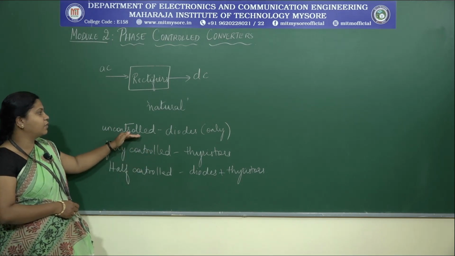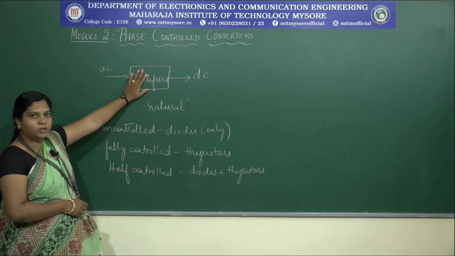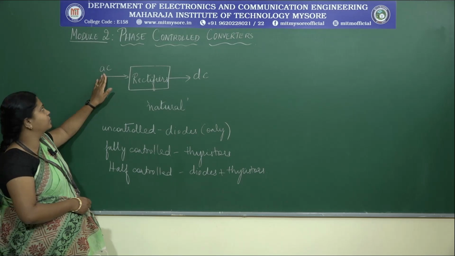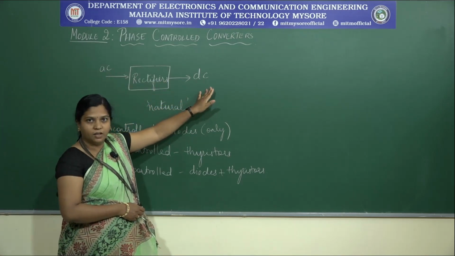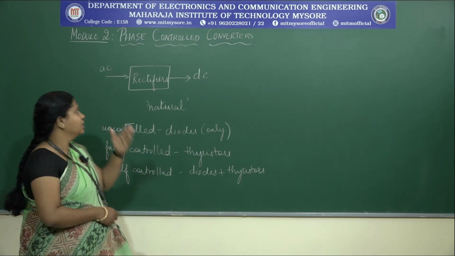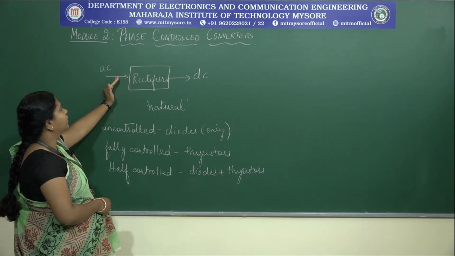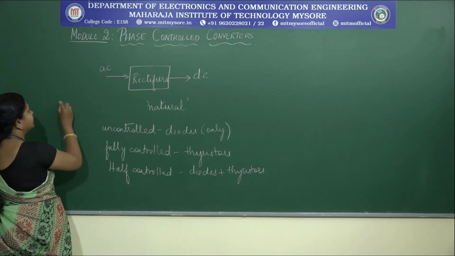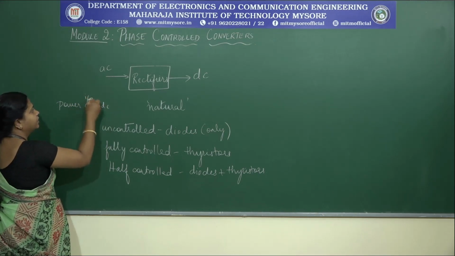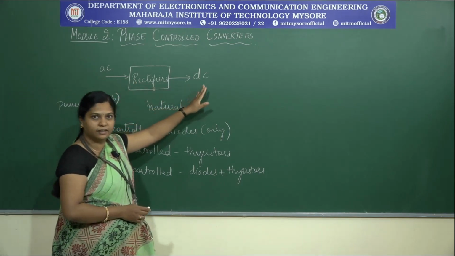Now let us take an example of an uncontrolled rectifier circuit. If you are going to place diodes in the circuit, what is going to happen? The power flow is only from AC to DC. In the previous sessions we have studied how we get the output voltage. So if we use only diodes here, the power is going to flow from the input AC to the output. This is the input and this is the output, AC input to the DC rectified output.